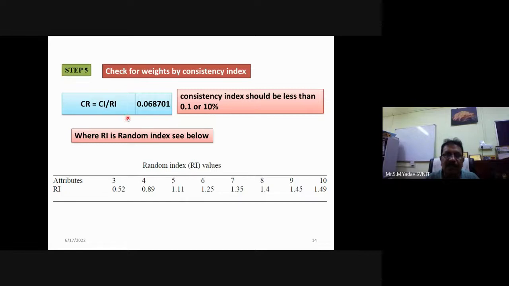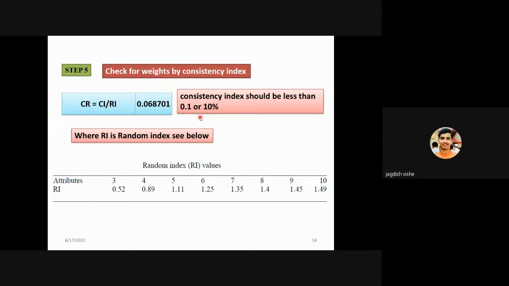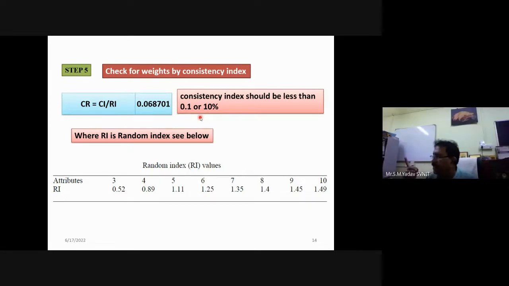As the consistency ratio is less than 10%, the weights are acceptable. Weights are derived in which table? A2. So A2 are your final weights. Remember, this is for the consistency check, to verify whether the derived weights are correct or not, and that step 4 and step 5 have been carried out.